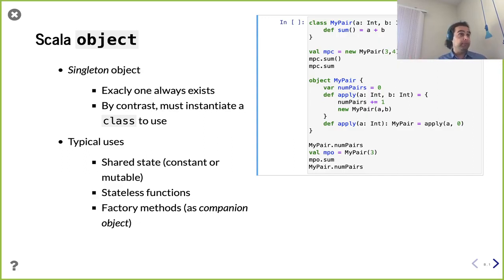Those shared things can be either constants or mutable things. You can have stateless functions. Maybe you want a function that you just call, and it doesn't necessarily need to be associated with an instance of a class. Put that stateless function into an object. Or something we're going to see right here, something called a factory method.